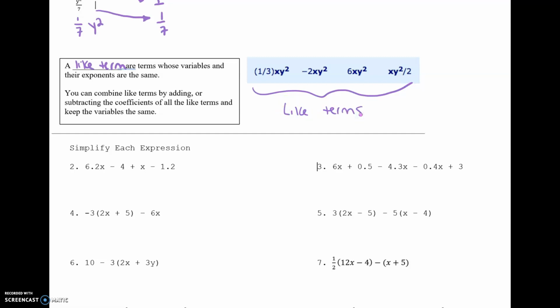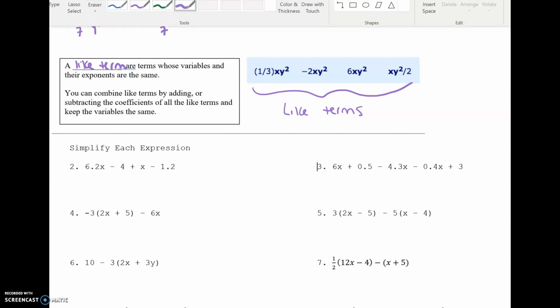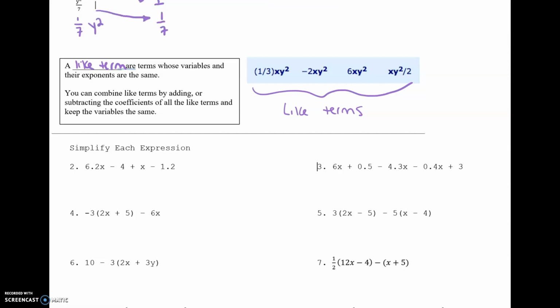The other part of this is that you can combine like terms by adding or subtracting the coefficients of all the like terms and keeping the variables the same. All we're going to do is combine, or add and subtract, just the coefficients, just those initial numbers. In order for me to do that, I'm actually going to highlight my like terms. So for my first example, we're not going to do all of these problems, we're going to do a few of these, or I'm going to skip around.